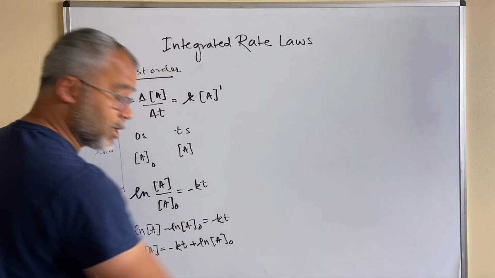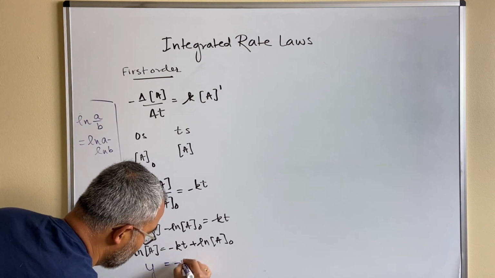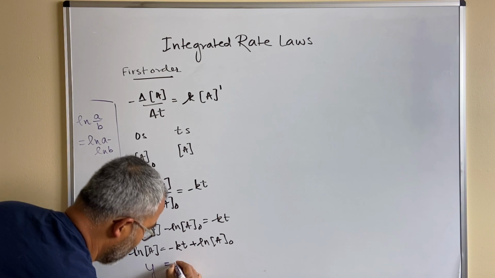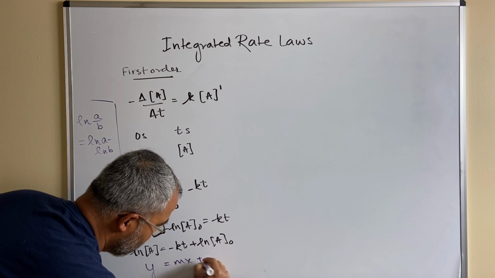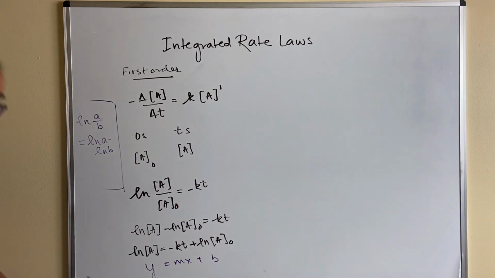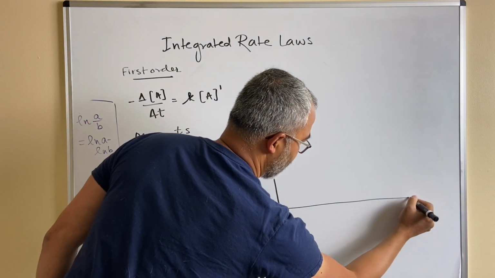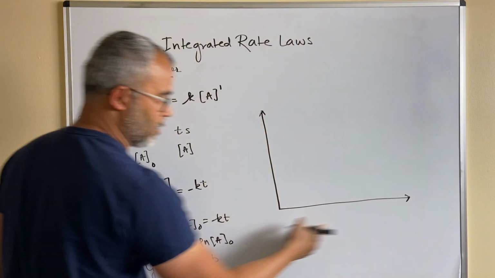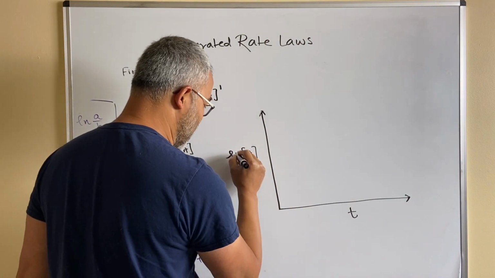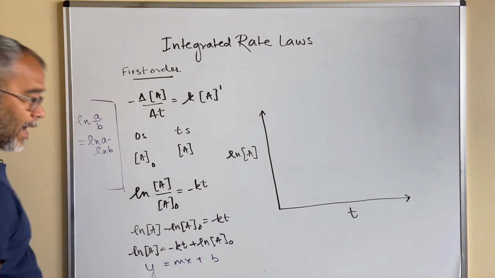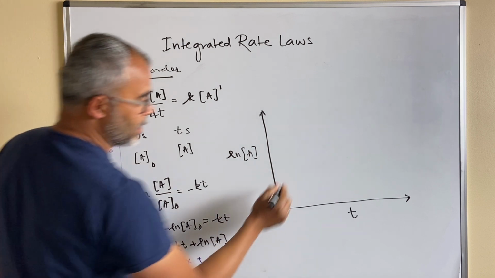And the reason we rearrange this is because we wanted to mimic the equation of a straight line. So that's the y, and then we have the mx, so the t is the x, the negative k is the m, and that's the b. So now if you plot this, we have the vertical and the horizontal axis. You have the t out here. You have not A, but ln of A on the vertical axis. Then the slope is a negative k, right?